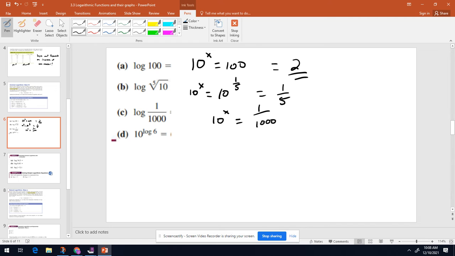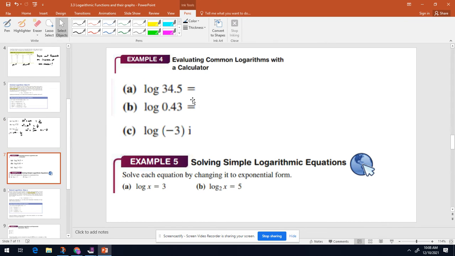This one, 10 to some power equals 1/1000. How do I go from a whole number to a fraction? X has to equal a negative. In this case, it's -3 because 10 to the third power is 1,000, and we need it to flip. Then this one right here, 10 to the log base. Remember, this is a 10 right here. So these basically cancel, and it equals 6. Okay. And then we have the calculator problems.